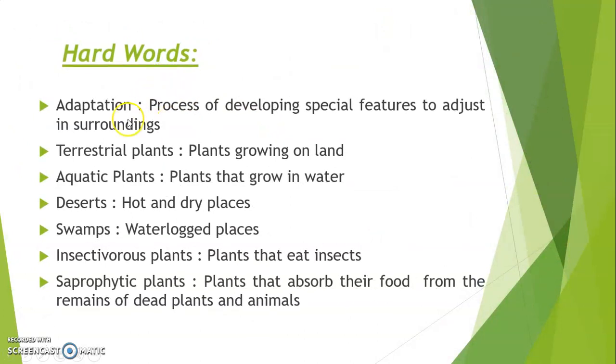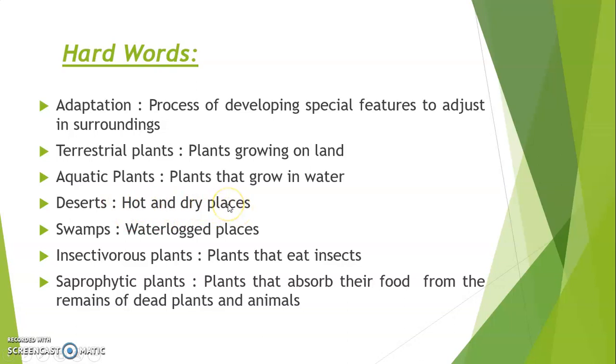Now let's see the hard words of the chapter. The first word is adaptation: the process of developing special features to adjust according to the surroundings is called adaptation. Then are the terrestrial plants. The plants that grow on the land are terrestrial plants. Aquatic plants: plants that grow in water are aquatic plants. Deserts: hot and dry places like the Thar desert. I have shown you the picture also.